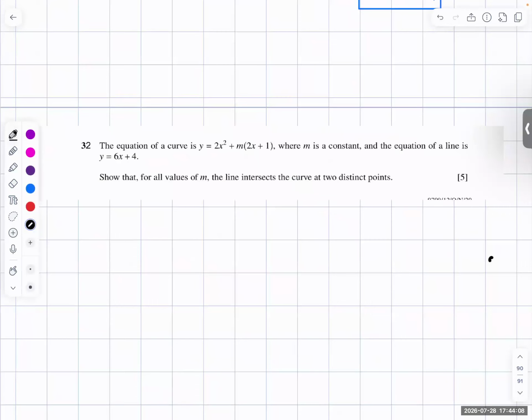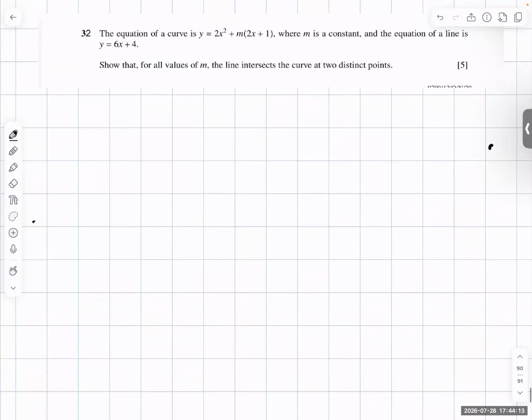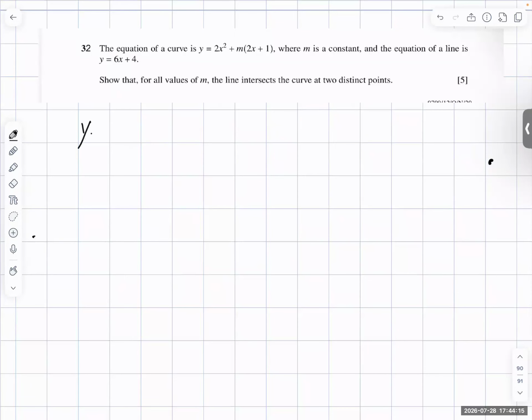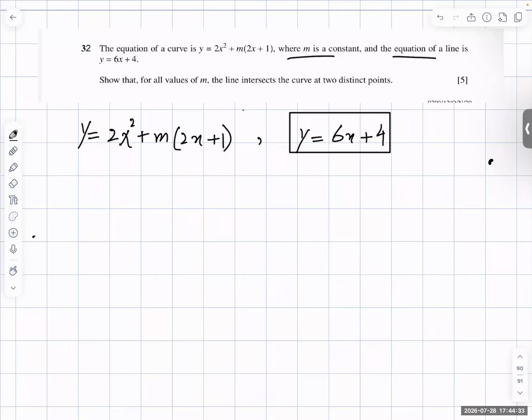Now what do we have is this is the curve. The equation of the curve is y is equal to 2x square plus m into 2x plus 1. And the straight line, where m is a constant, the equation of the line is y equals to 6x plus 4, right? We have a quadratic curve and a straight line. Show that for all values of m, the line intersects the curve at two distinct points.